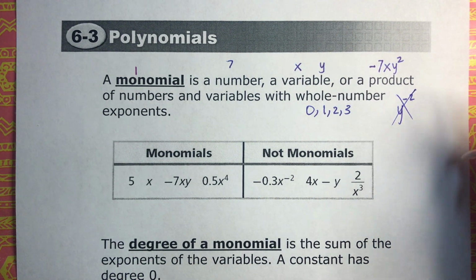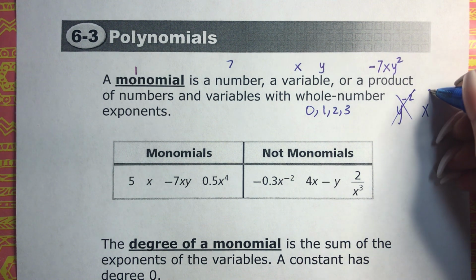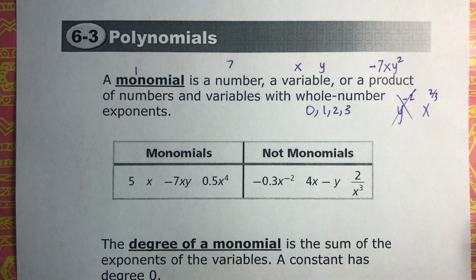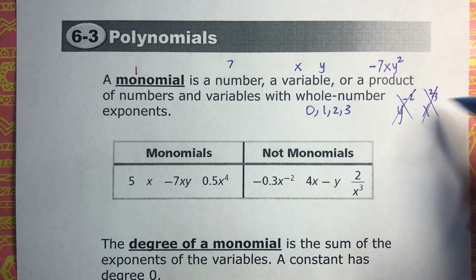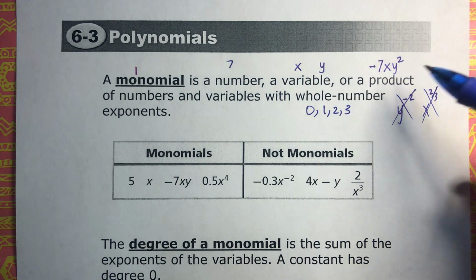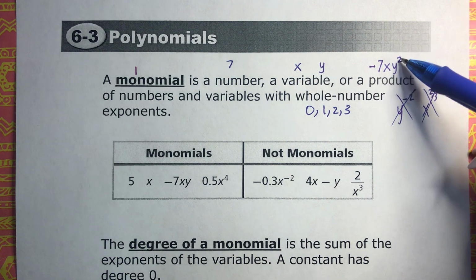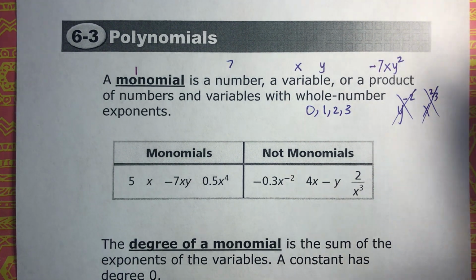Or we just got done with fractional exponents. So something like x to the 2/3 power. 2/3 is not a whole number. So that does not work as a monomial either. So the exponents have to be positive whole numbers. So they can be 0, 1, 2, 3, and so on. But they can't be negative numbers and they can't be fractions.